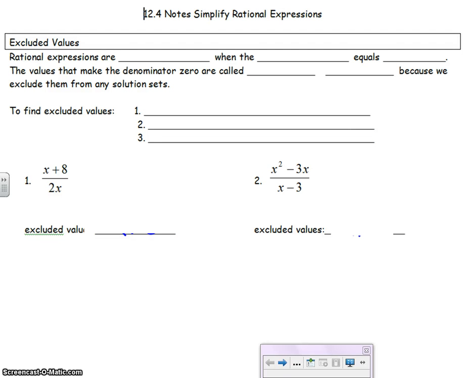Okay, today we're going to do 12.4, which is simplifying rational expressions. We're going to first start with talking about what excluded values are. So rational expressions are going to be undefined when the denominator is 0. We know that we can't have anything equal to 0, so we're going to go ahead and exclude those values from our solution set, and we're going to call these values the excluded values.